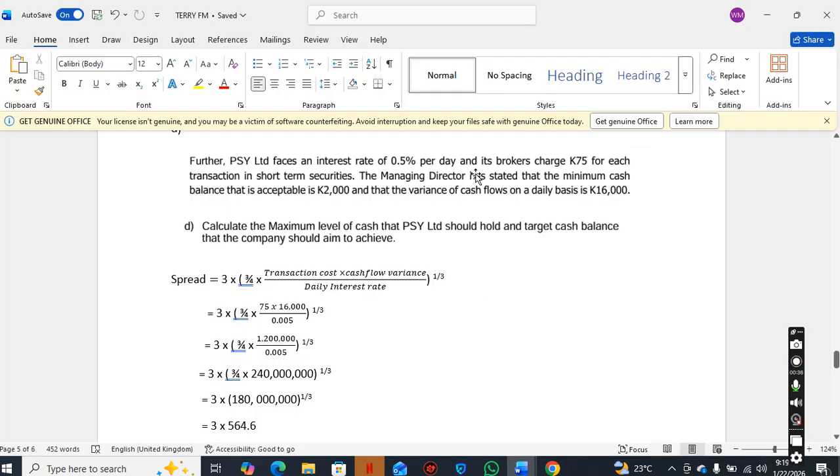The managing director has stated that the minimum cash balance that is acceptable is 2,000 kwacha, and the variance of cash flows on a daily basis is 16,000 kwacha. Calculate the maximum level of cash that KSY Limited should hold and the target cash balance that the company should aim to achieve.